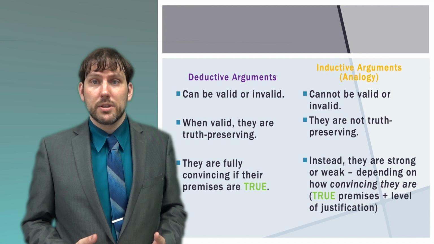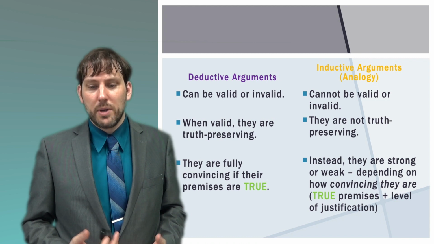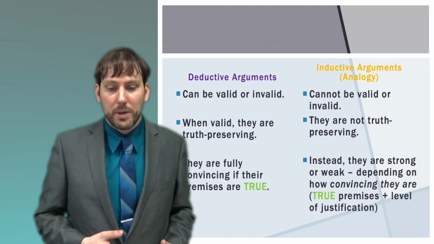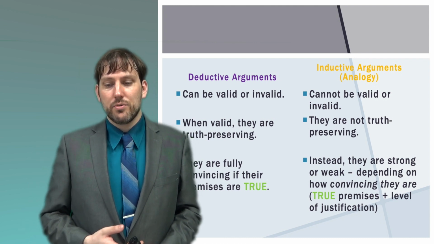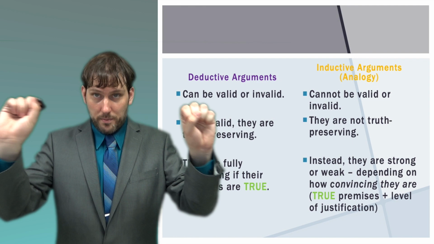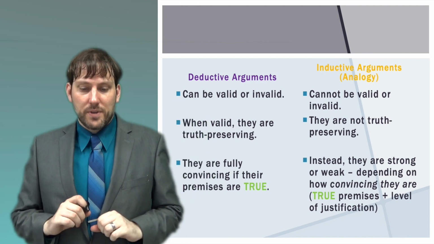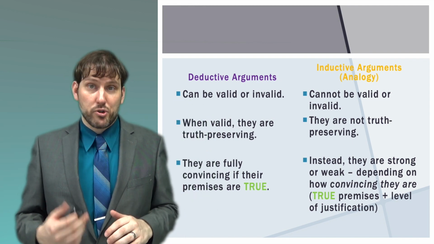In order for an argument by analogy to work, it depends on having relevantly similar examples. So they're strong or weak depending on the fit between the 2 items. So how do we look at this fit? So we're looking at whether or not they match up.